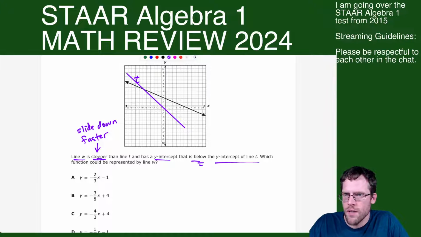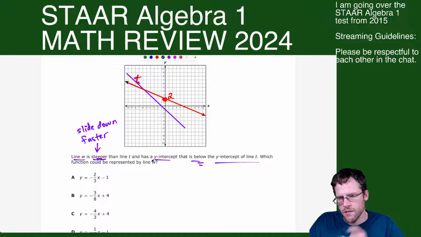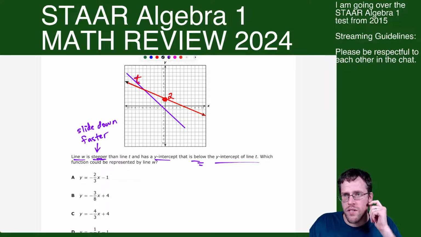So the y-intercept of line t, see here, like if I write t in red, the y-intercept of the red line is over here at 2. Okay, so just be mindful of that. All right, now looking at the answer choices, which function could be represented by line w? So we're saying this one here in purple is line w.